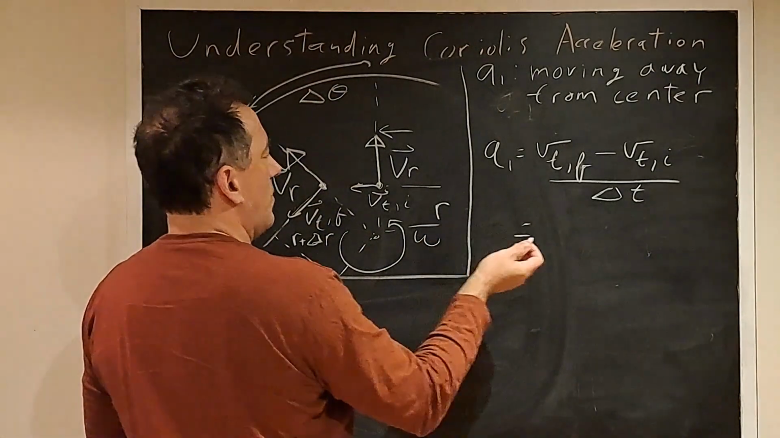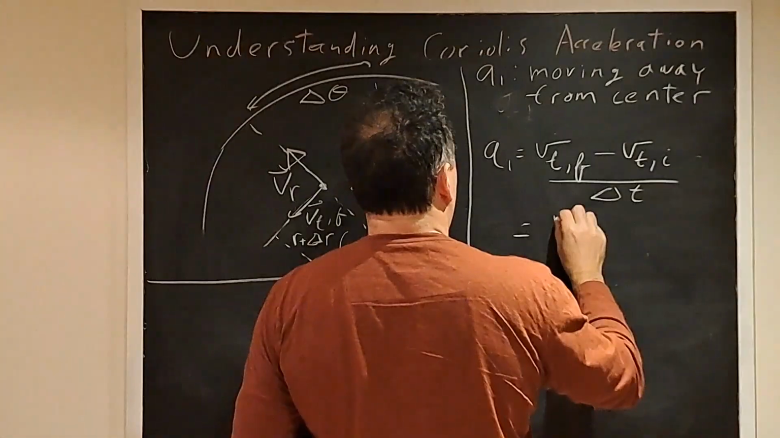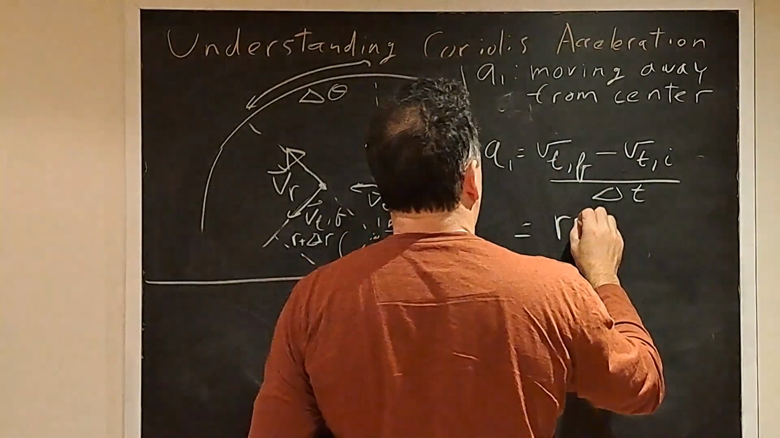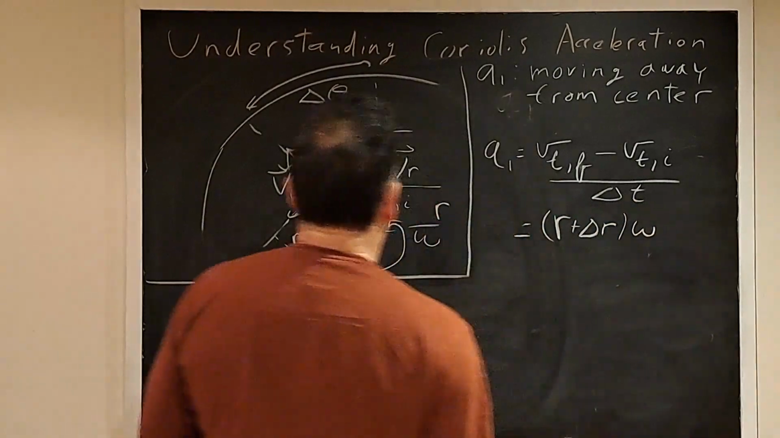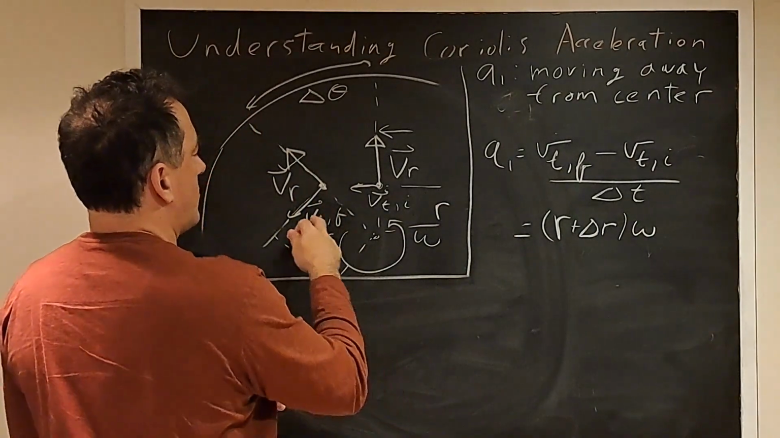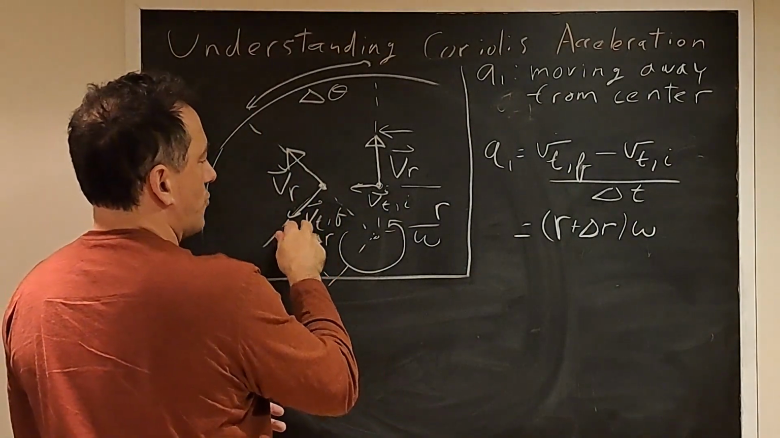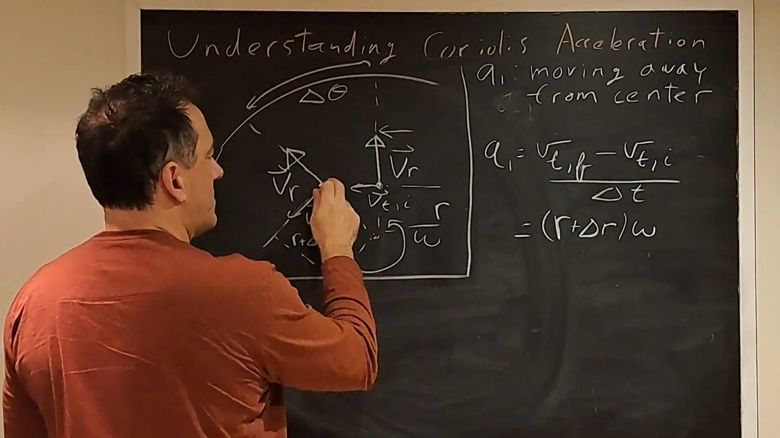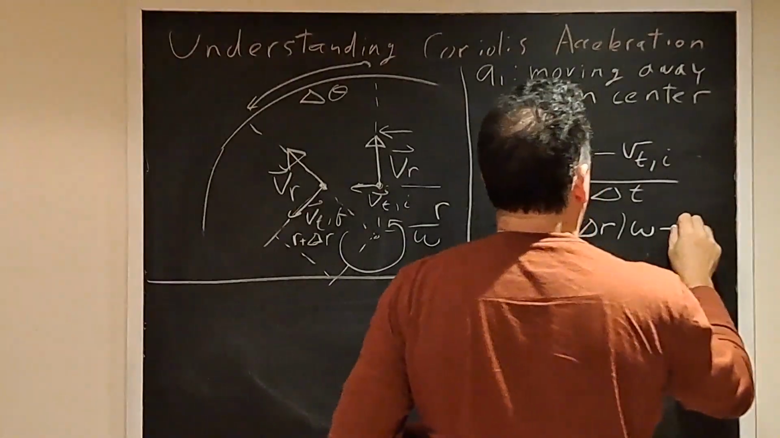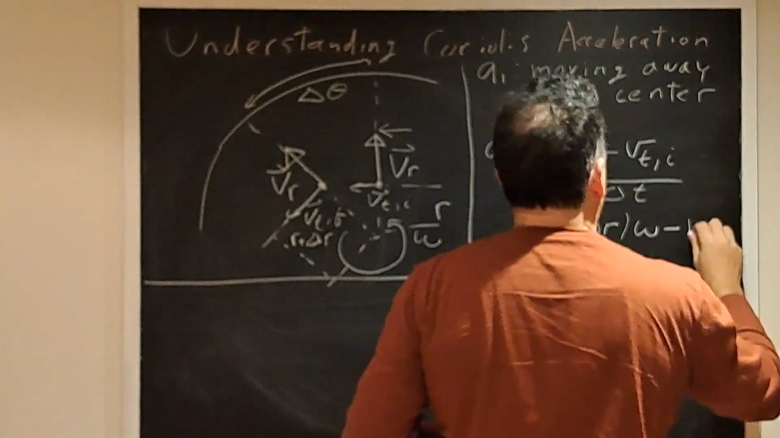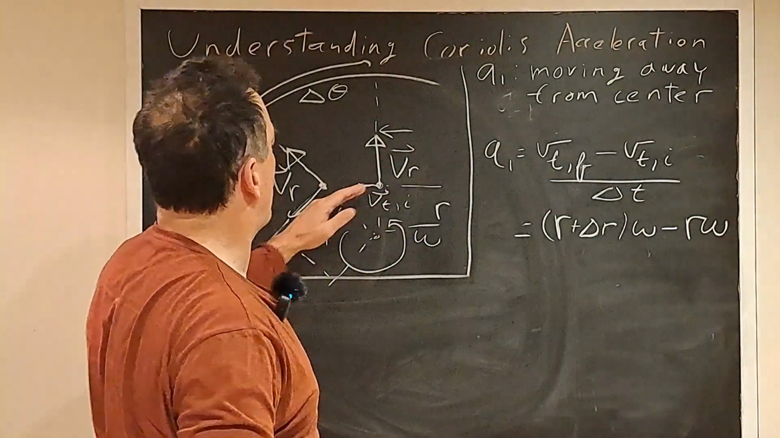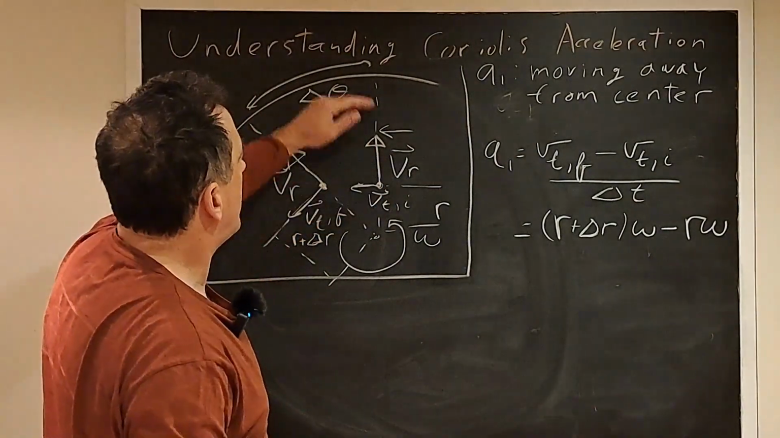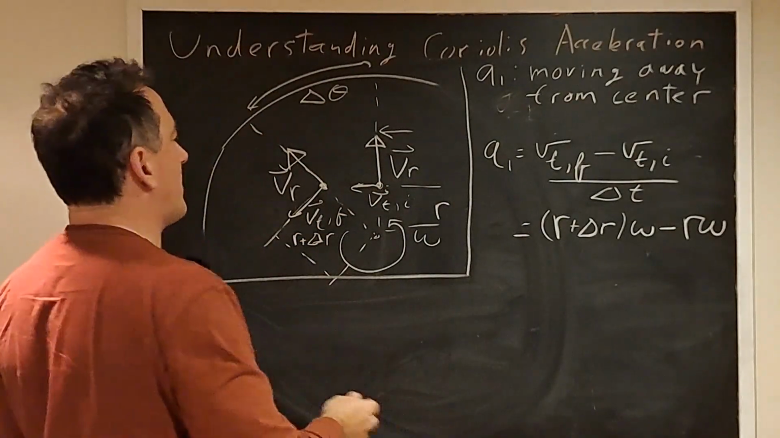So initially we're going at r plus delta r times omega. That's what we had previously for the tangential speed as a function of the angular speed and the distance. And initially we were going at r omega. This is all, by the way, in the tangential direction. We don't care about the radial direction because nothing changes along that direction.